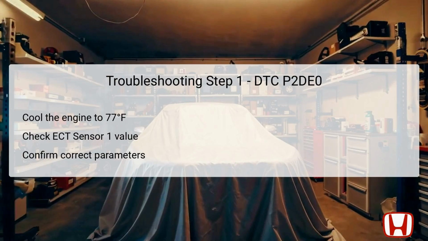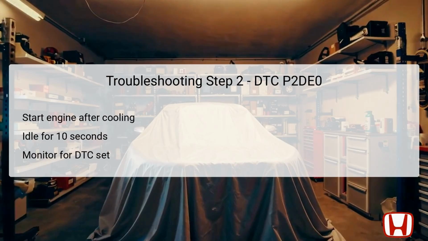Once cooled, the next step is to check the engine coolant temperature, ECT sensor 1 value. This sensor is critical as it relays information regarding the coolant temperature, which affects engine performance, including the air-fuel mixture calculations executed by the PCM. Confirming that this sensor reads proper parameters ensures diagnostics will proceed on accurate grounds. This foundational step sets the stage for any necessary deeper inspections into the vehicle's fuel and air systems.